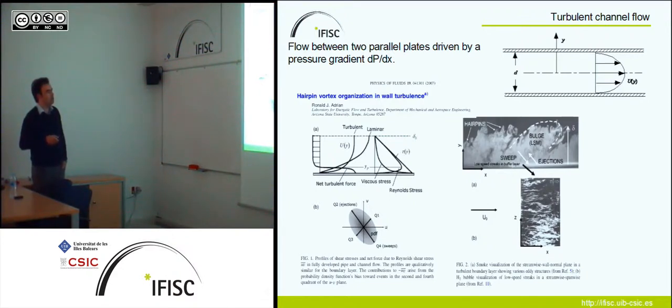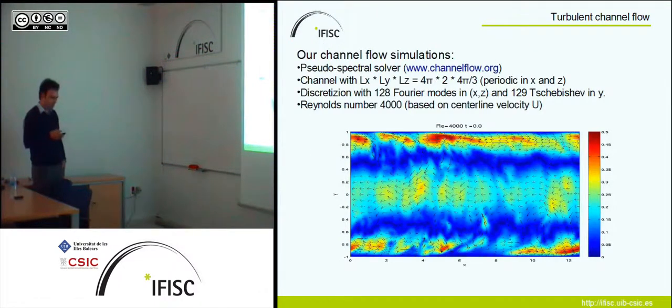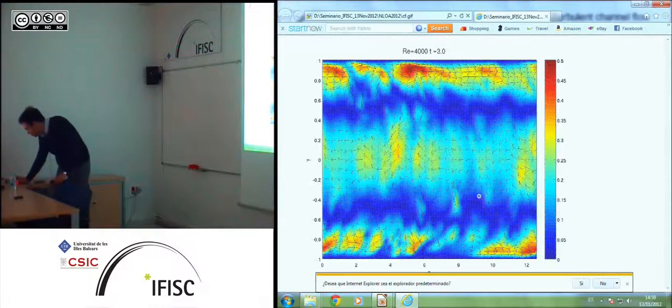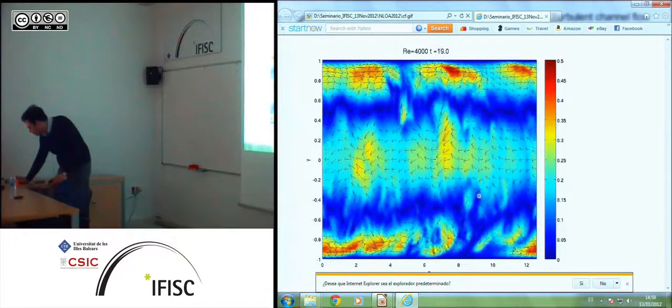You can see that these structures all appear like these large bulges of fluid that is being uplifted from the wall, and then you have these small vortices that we call hairpins. So we made our simulations with a pseudo-spectral solver, available at channelflow.org. We use standard dimensions and standard discretization. And I'm going to show you the velocity field in a streamwise wall normal plane.